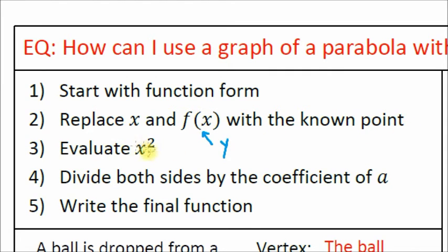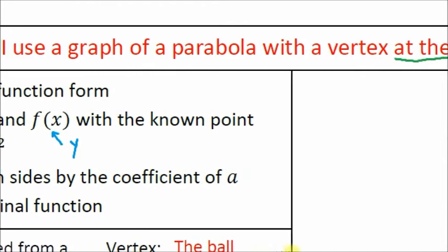And then when it says evaluate x squared, you've got to figure out what x is. To find what x is, if you have x squared, you just square root it, and that will give you the value of x. And then divide both sides by the coefficient a, whatever the a value is, and then write the final function. This sounds kind of complicated as we go through the steps, but I'll show you as you practice it. It's not that difficult to do. A lot of students will choke on this because they think it looks so hard, but really just follow the steps. It's pretty straightforward.